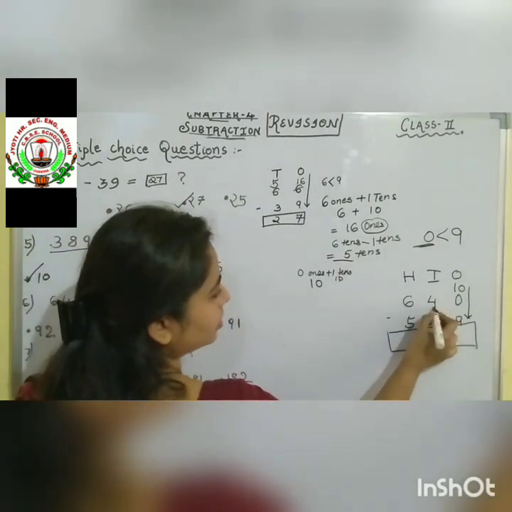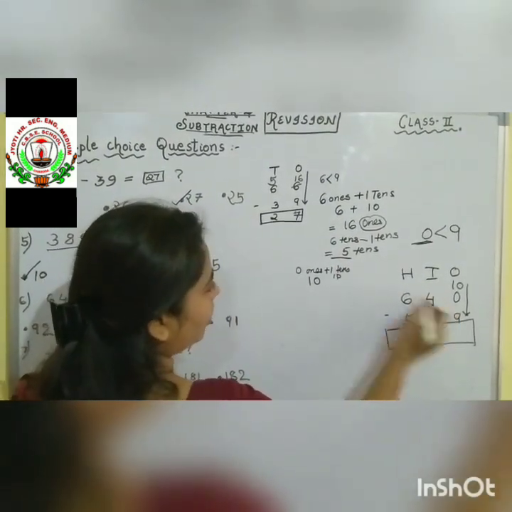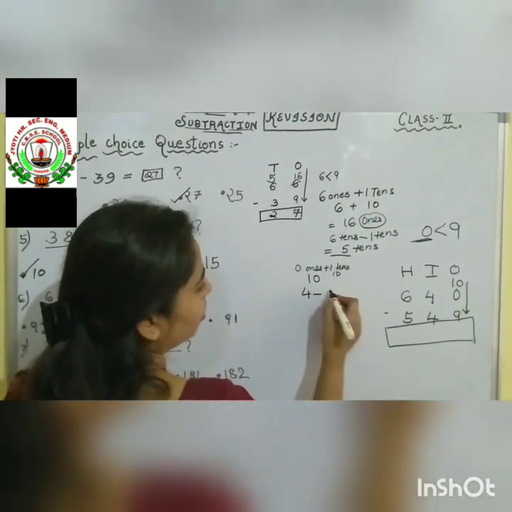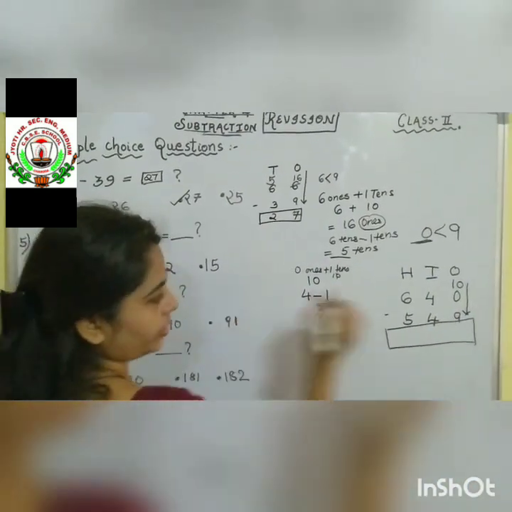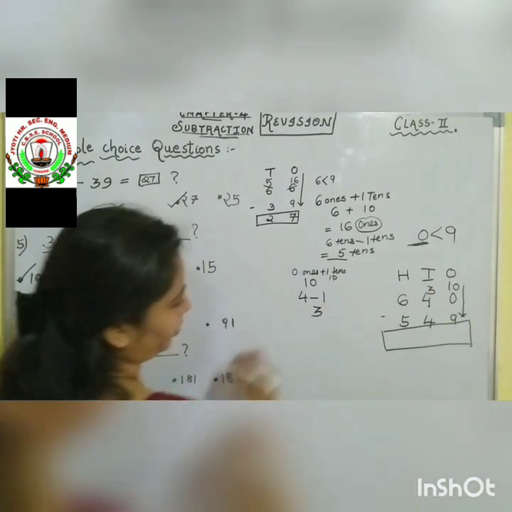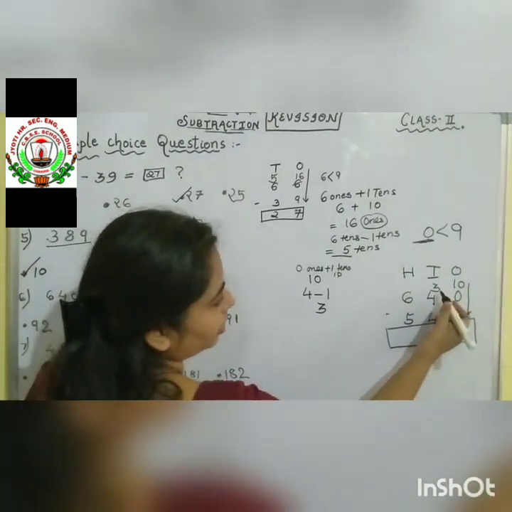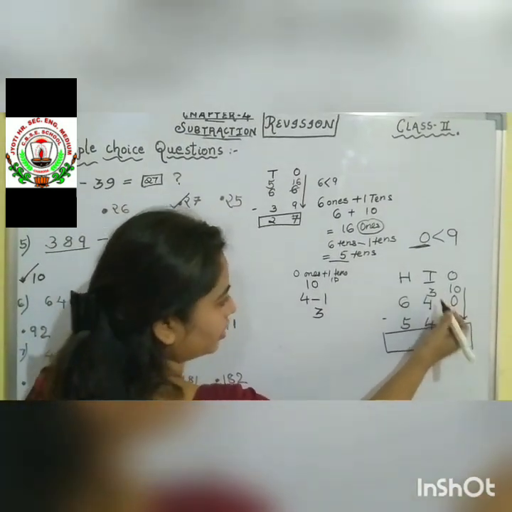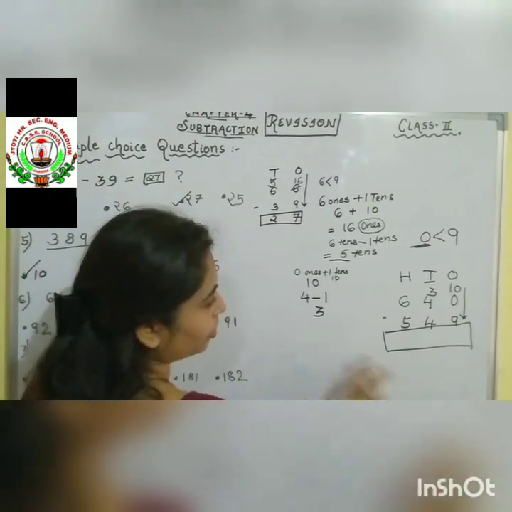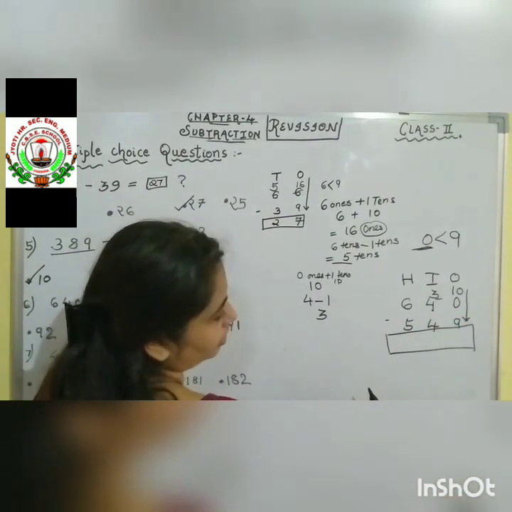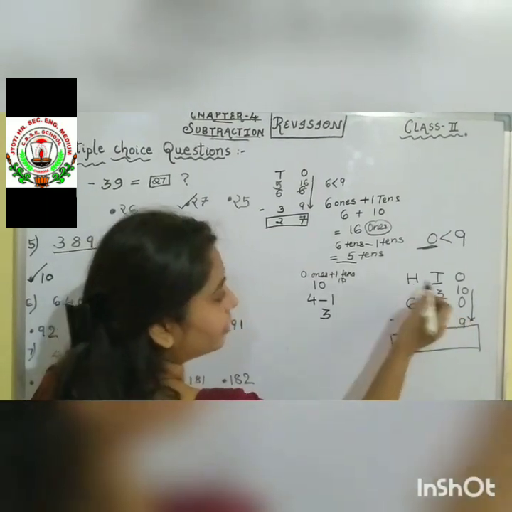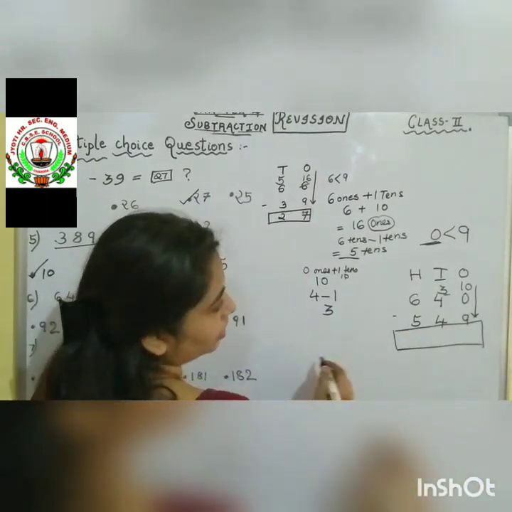Then will the 4 remain the same? No. As this 4 has given 1 to the ones place, it will become 3. Okay, we have written 3. But see children, can we deduct 4 from 3? No, 3 minus 4 is not possible. Again this 3 becomes the smaller number. So what will it do again? It will take 100 from the hundreds place.